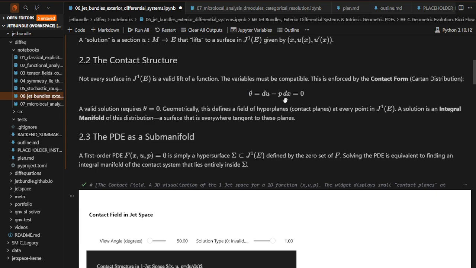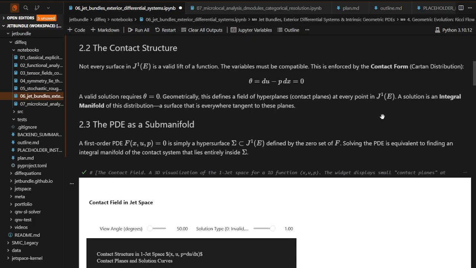So the contact form itself, theta, is equal to du minus p dx is equal to 0. This is going to be called the Cartan form. This is going to encode the Cartan distribution, and a valid solution requires theta be equal to 0. So geometrically, this defines a field of hyperplanes or contact planes at every point in the jet bundle or the one jet space, and this solution is an integral manifold of the distribution, a surface that is everywhere tangent to these planes.